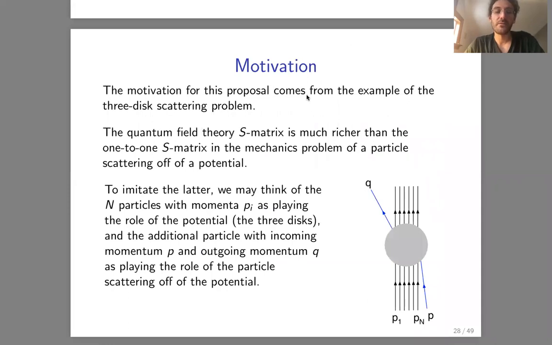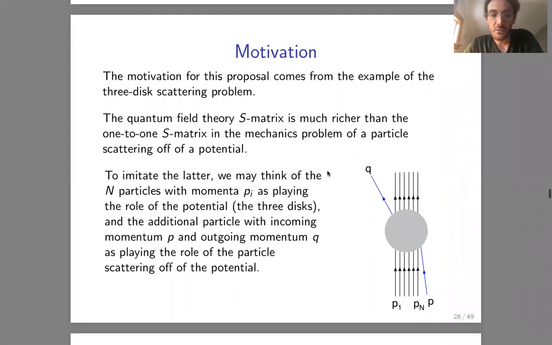It just comes from the three disk scattering problem. And as we know, the quantum field theory S matrix is much richer than the one-to-one S matrix in mechanics. That really is a one-to-one S matrix because there's just the particle in, particle out, and a potential. Here it's much richer. So to imitate this one-to-one S matrix in mechanics, we think of these n particles of momentum p1 through pn as playing the role of this potential, which is what I drew here. And then this additional particle is like the particle that's scattering in our potential. So it comes in at p and goes out at q. That's the motivation anyway.